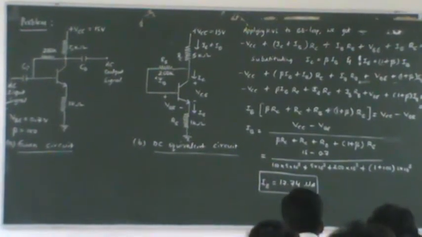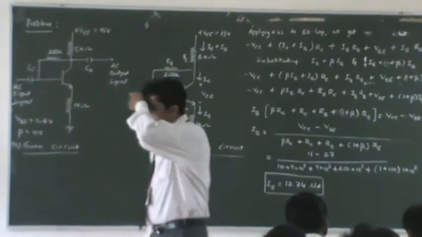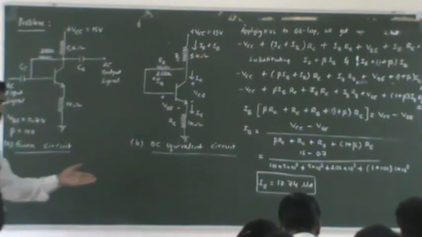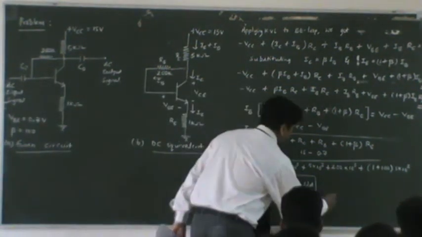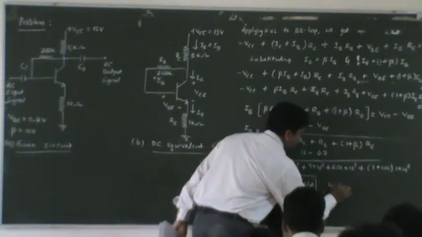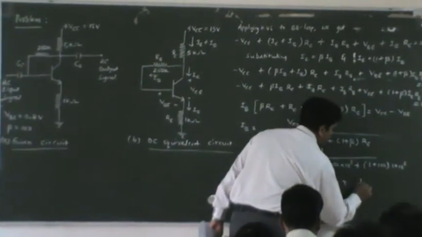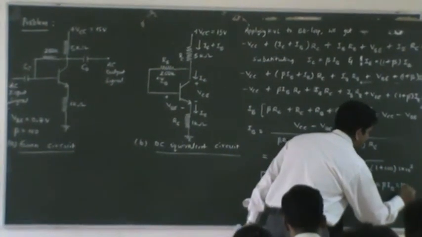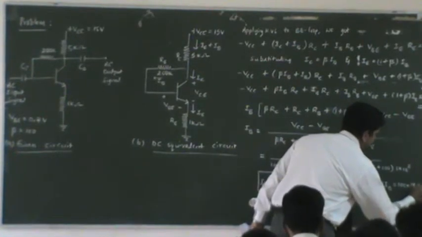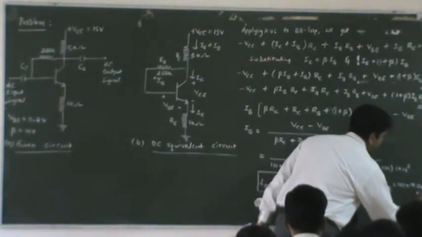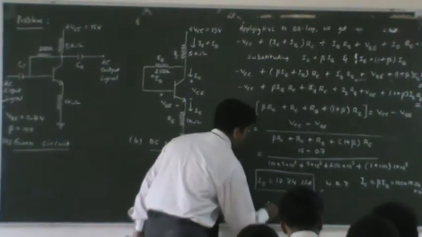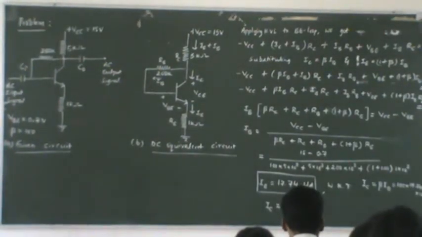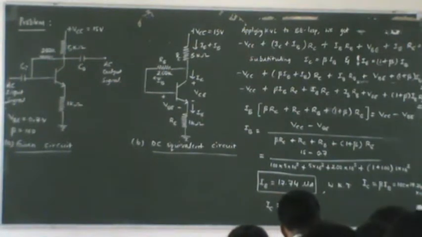Each problem is going to be different from the previous problem, right? So try to work out as many problems as possible. Once you know IB, it is very easy to calculate collector current. So we know that IC is equal to beta times IB. Use this expression: 100 into 17.74 into 10 power minus 6. Simplify this and you will get the value of collector current. The collector current must be 1.77 milliampere.